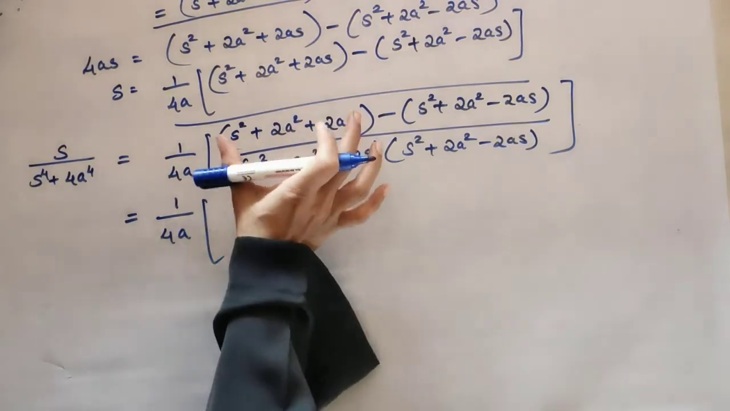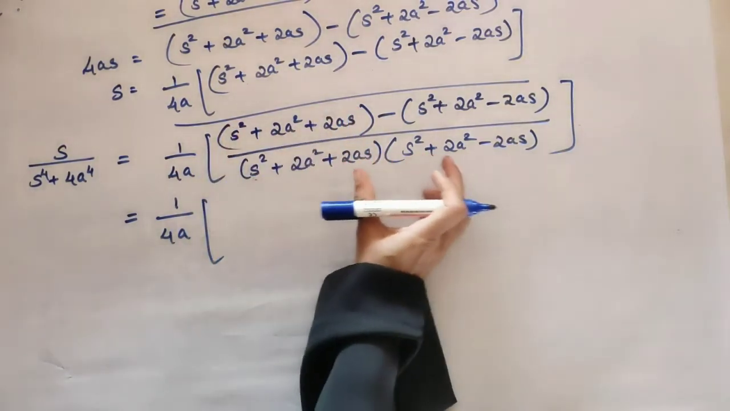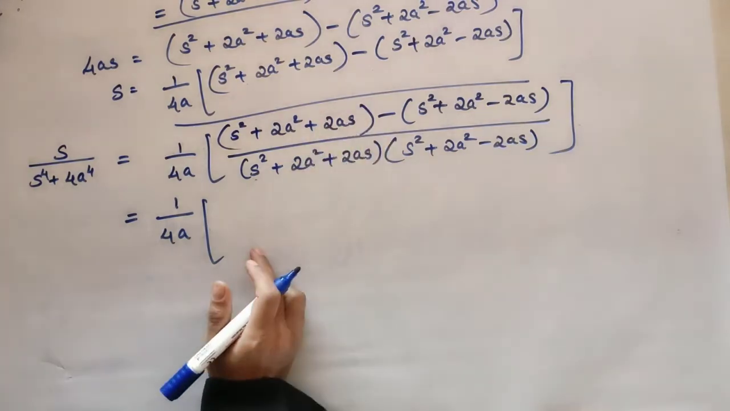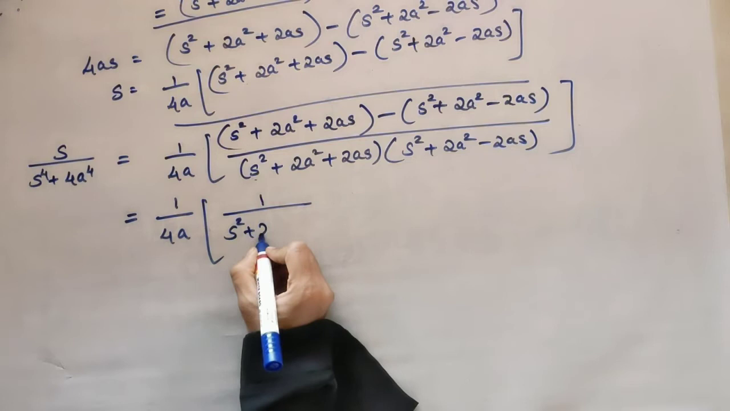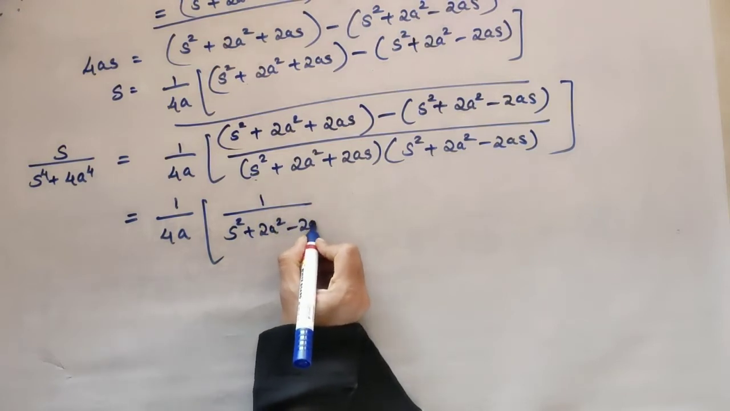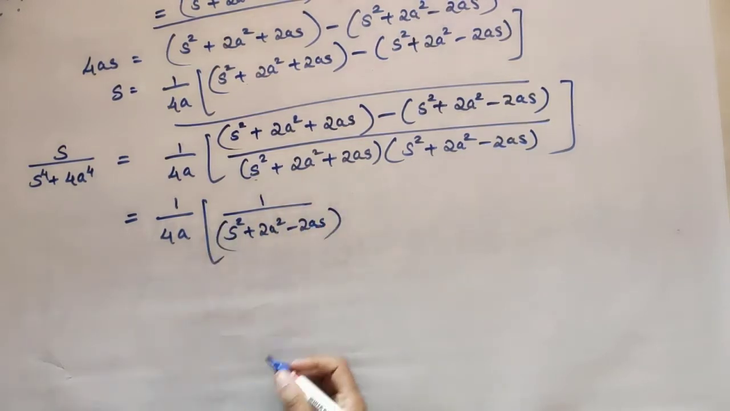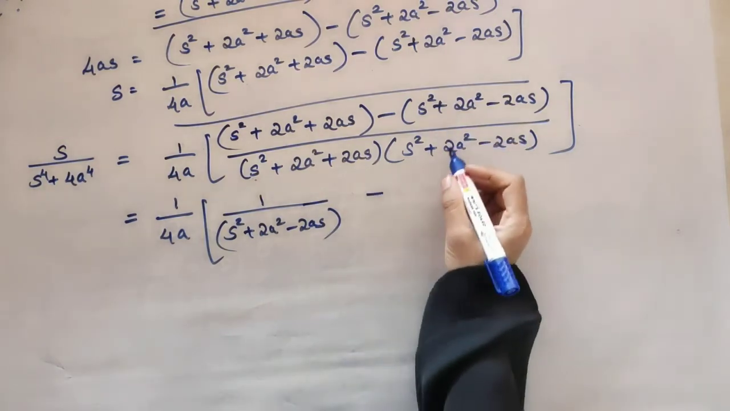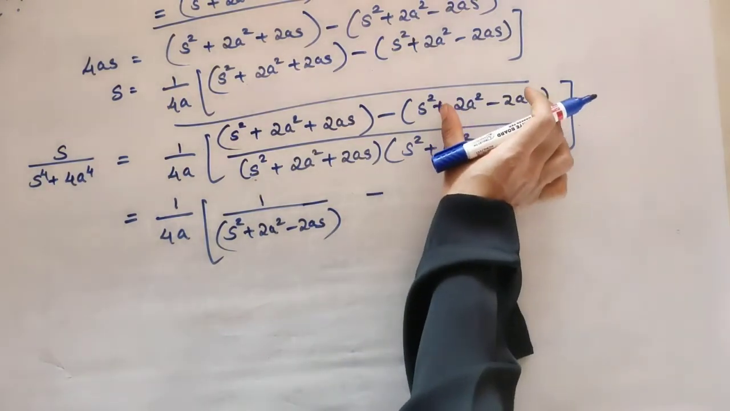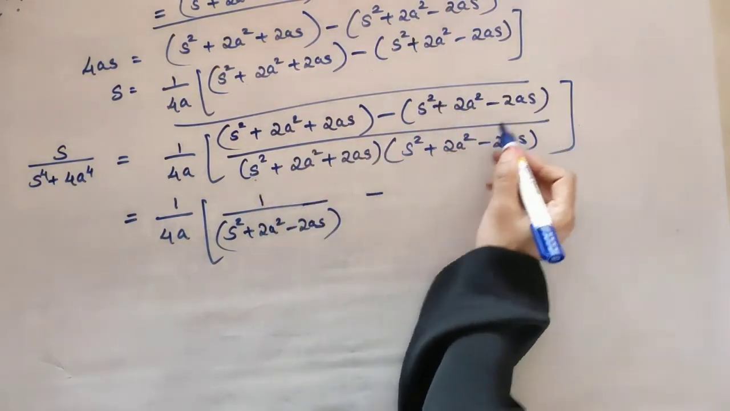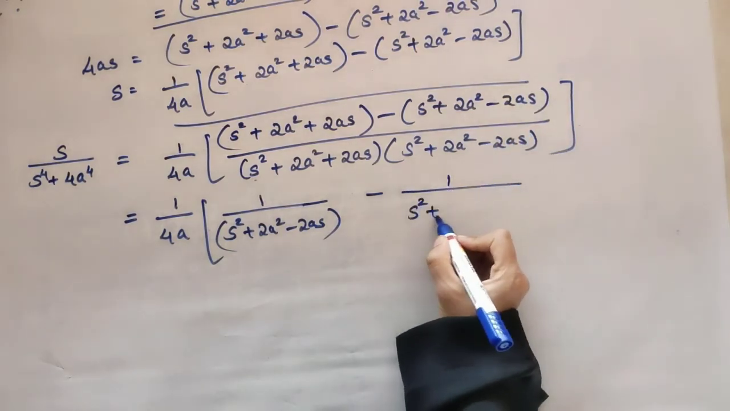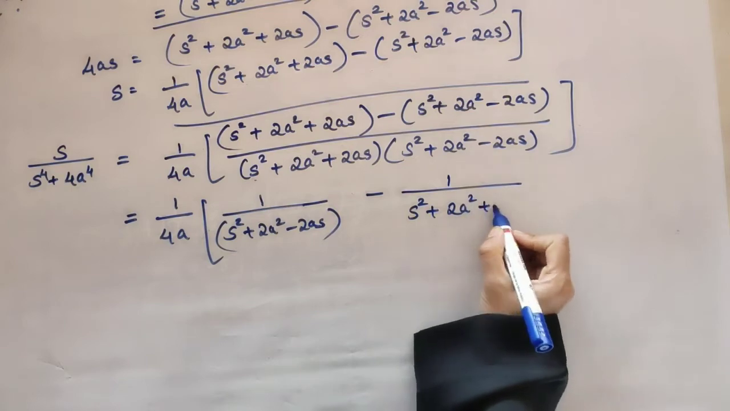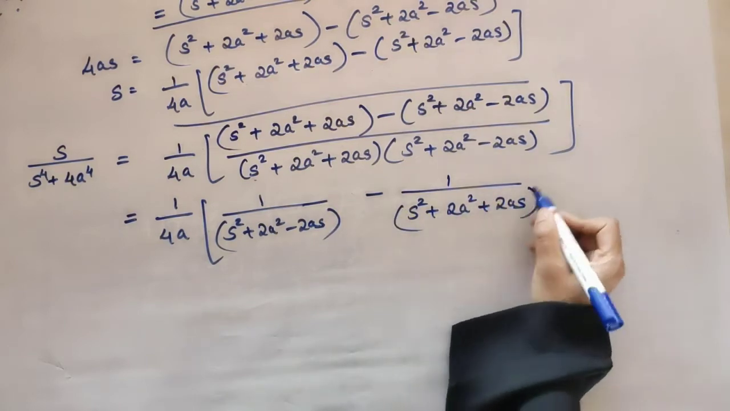So if you divide the first bracket by the two brackets, one of that bracket will get cancelled. You will be left with 1 divided by s square plus 2a square minus 2as in the first term. Whereas for the second bracket, if you take the second bracket divided by the two brackets, this one and this bracket will get cancelled. You will have s square plus 2a square plus 2as left here.